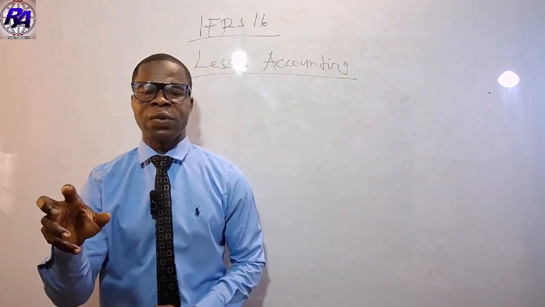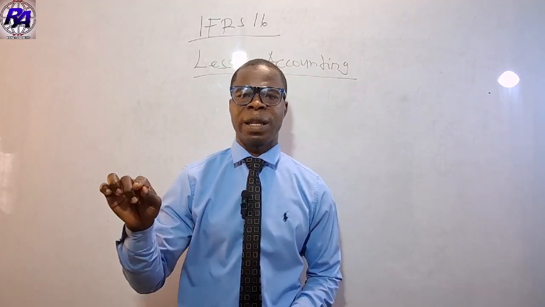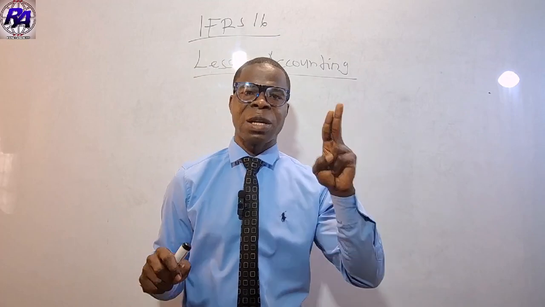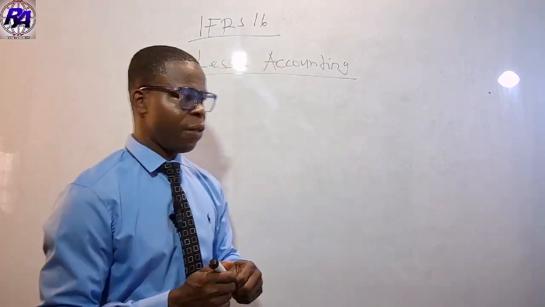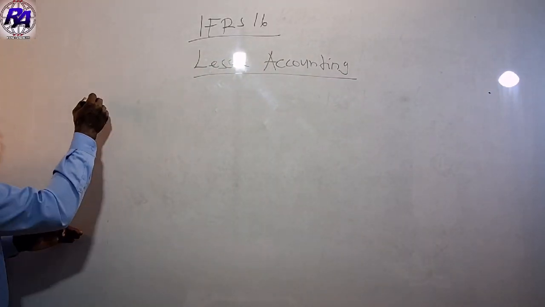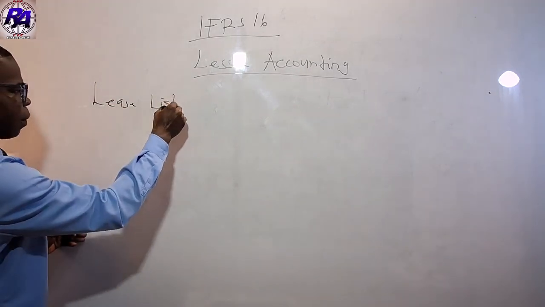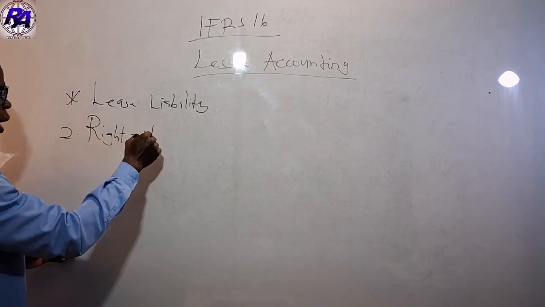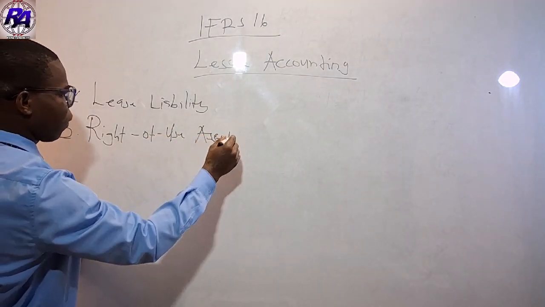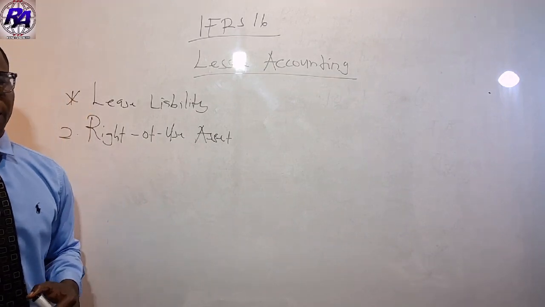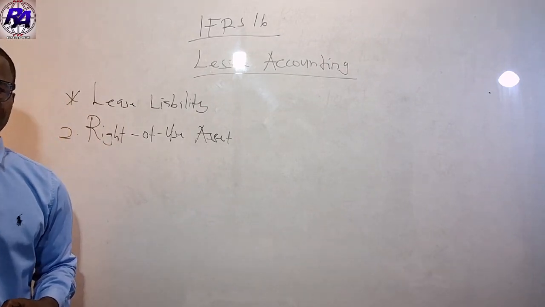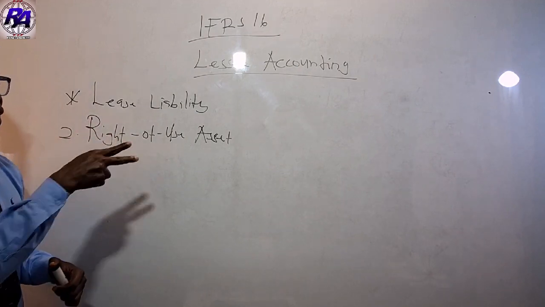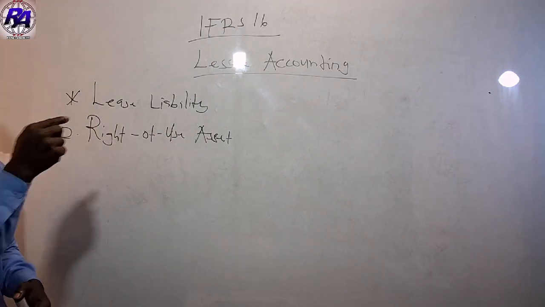When it comes to the accounting of leases from the perspective of the lessee, the lessee is always required to account for two things. And these are a lease liability, and also what we call the right of use asset. So bear in mind, anytime there is a lease contract, the lessee is required to do two things. The first is that the lessee is supposed to recognize a lease liability and also recognize a right of use asset. The lessee must recognize these two things. They are not mutually exclusive, not one, but both of them.